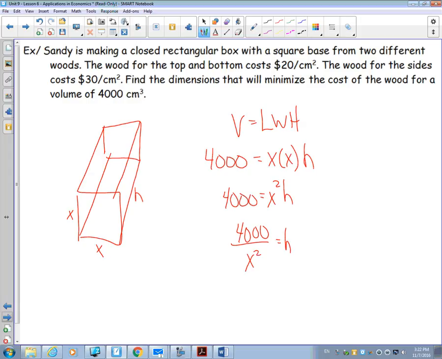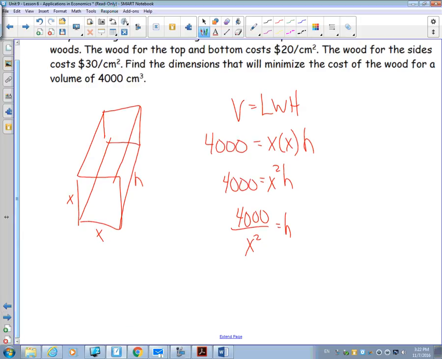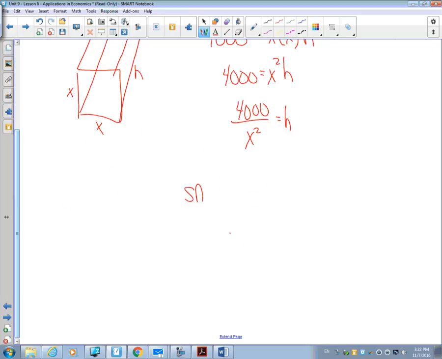Now this question wants us to minimize the cost. The cost means I actually have to build this box. In other words, I need to know the surface area. So my surface area of my box is I've got a top and a bottom, and they're each x squared. And then I've got 4 sides, and they're each x times h. Now, hang on a second here. 2 top and bottom plus 4 sides are each x times h. So my surface area is really 2x squared plus 4xh.